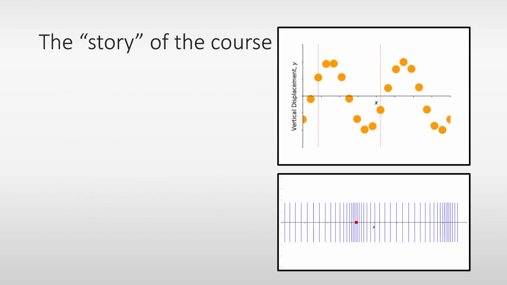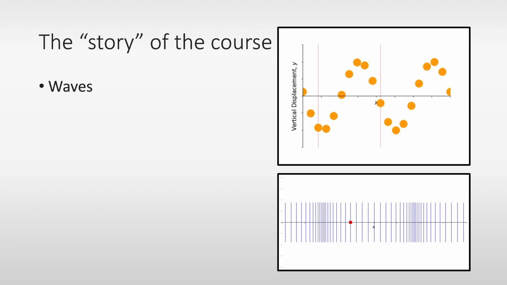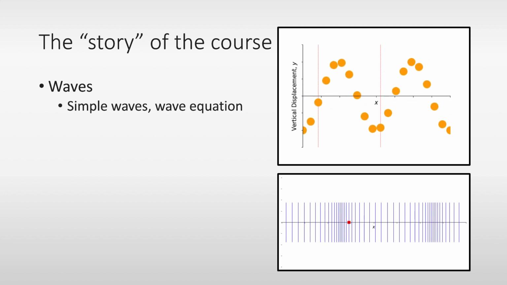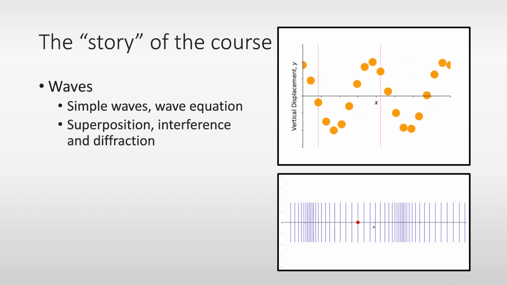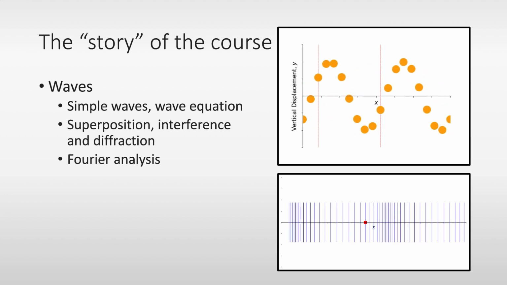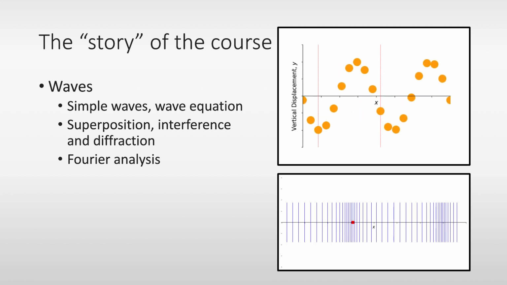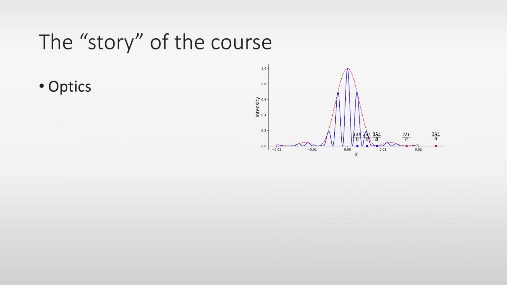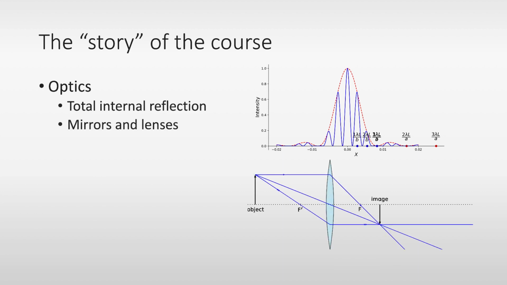We'll then move on to looking at waves and wave behaviour. And specifically, we'll be looking at simple waves and the wave equation of simple waves and how they propagate. And then we'll look at how waves superpose, and how they interfere with each other, and how they diffract. We'll then talk about Fourier analysis and how we break down a complex waveform into its constituent harmonic wave components. We'll then be looking at optics, and this will be a very simple approach to optics, but we'll be examining phenomena such as total internal reflection, how mirrors and lenses behave, and ultimately how wave behaviour affects our ability to resolve objects at given limits.